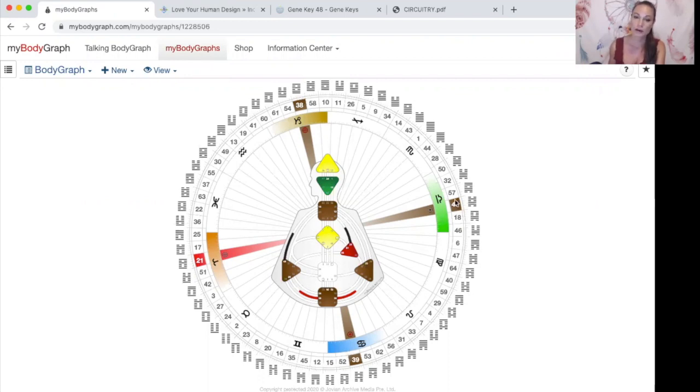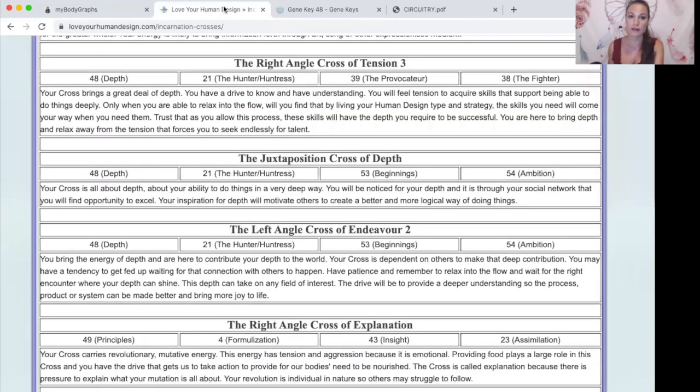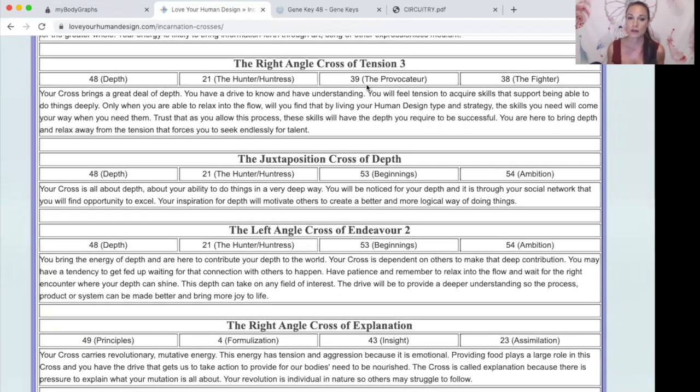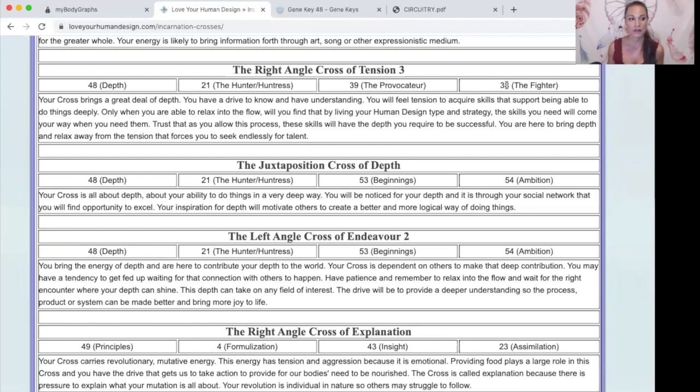If you are born during the transit of the 48, you're going to have one of three incarnation crosses. These three crosses are the cross of tension, the cross of depth, and the cross of endeavor. You can see that the design part of the cross is going to shift, and that is because the cross is not a 90-degree cross, it's an 88-degree cross. So with the 39 and the 38 there is this tension to have a deeper understanding, to acquire more skills, and to bring depth to the world.